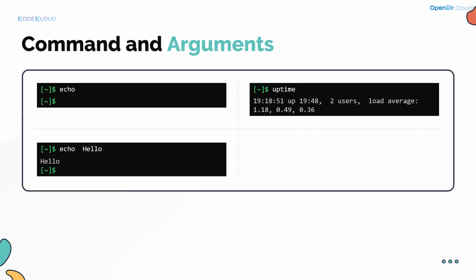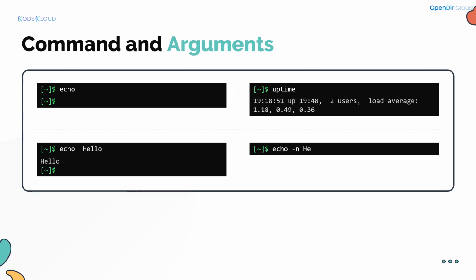A command can also have options that modify its behavior in some predetermined way. The option, also sometimes referred to as a switch or a flag, is usually a single letter preceded by a single hyphen. For example, to print the same word hello, but without a new trailing line afterward, use the echo command with a -n flag.